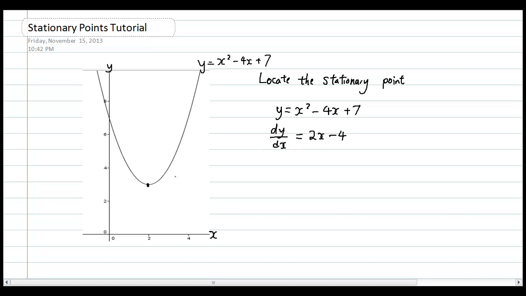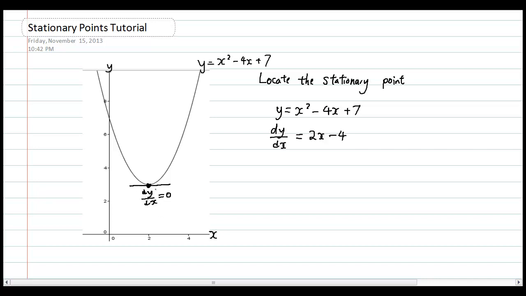Now, how do we use this to find the stationary point? Well, if you have a look at the instantaneous rate of change at the turning point, if you draw a tangent line at this point, this tangent line has a gradient of 0. So at this point here, dy over dx is equal to 0.